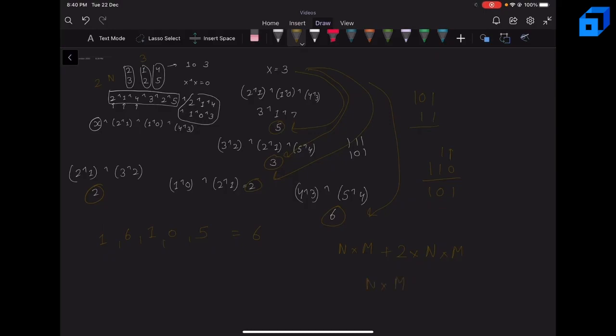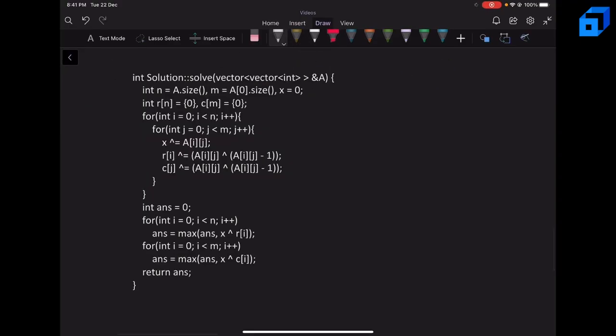So let's look at the code to understand it better. So we initialize n and m, the number of rows and number of columns, n being the number of rows and m being the number of columns. Now r of n will store the XOR value for each row and c of m will store the XOR value for each column. Now we'll iterate over all the elements. x is the total XOR value of all the elements in the matrix. So x XOR equal to a[i][j]. Then a[i][j] will contribute a[i][j] XOR a[i][j-1] to the ith row value, and it will contribute the same value to the jth column value.